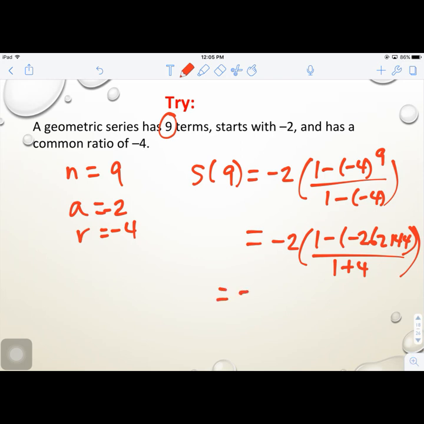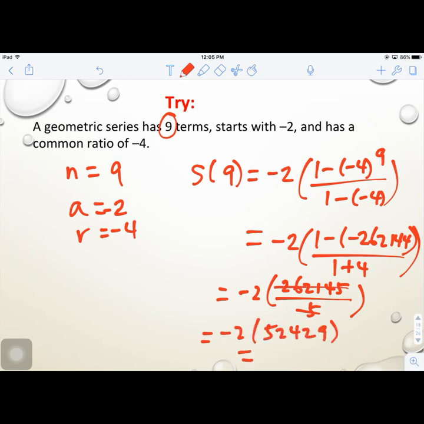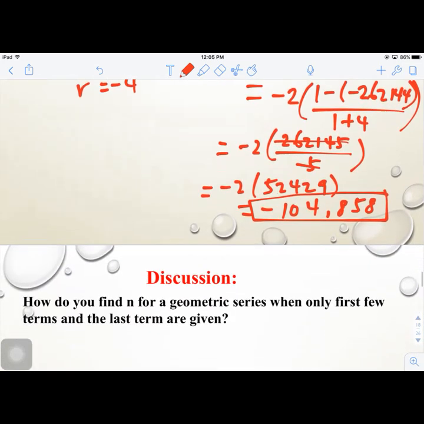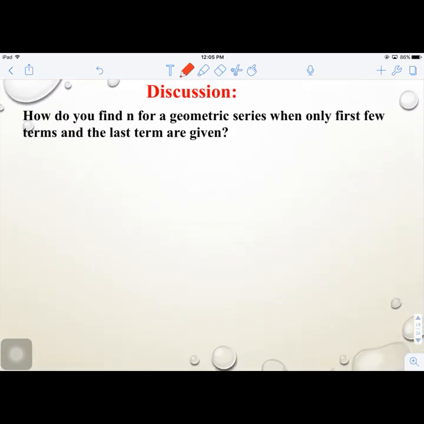And that will be -2 times 262145 over 5. And these two should be able to reduce inside to 52429. Multiplying by -2 will give you a total of -104,858 as an answer. Make sure you use your calculator to verify that that is the answer. And let's move on to the discussion question.